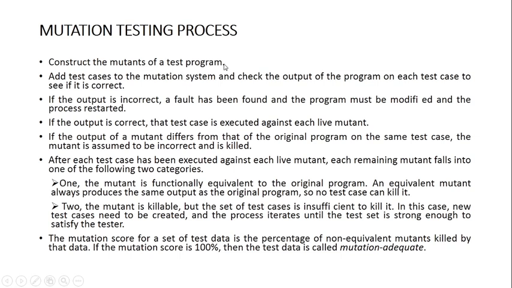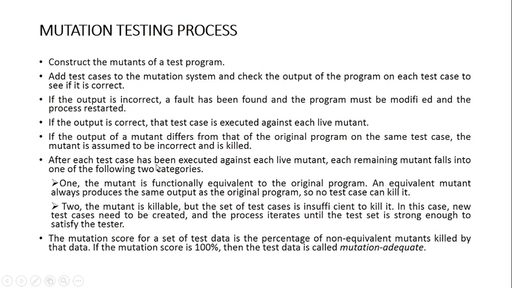Now how does the process constitute? Construct the mutants of the test program, add test cases to the mutation system and check the output of the program on each test case to see if it is correct. If the output is incorrect, the fault has been found, the program must be modified and the process restarted. If the output is correct, then the test case is executed against each live mutant. If the output of a mutant differs from that of the original program on the same test case, the mutant is assumed to be incorrect and is killed.